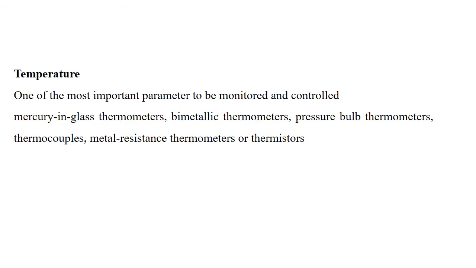Coming to the various parameters which are controlled for the smooth functioning of a fermenter for maximum production, the first one is temperature. The temperature is one of the most important parameters to be monitored and controlled in a fermentation process. It may be measured by using different types of thermometers such as mercury in glass thermometer, bimetallic thermometer, pressure bulb thermometer, thermocouples, metal resistance thermometers or thermistors.